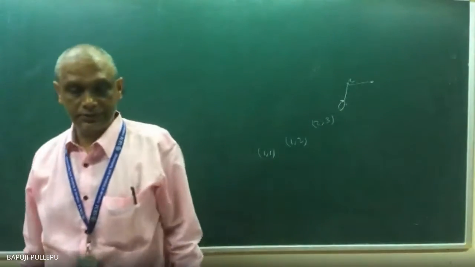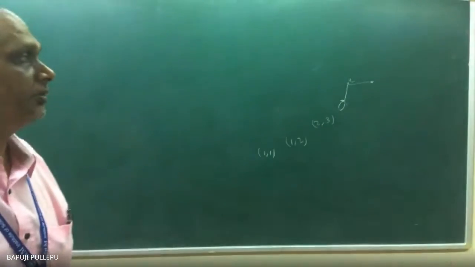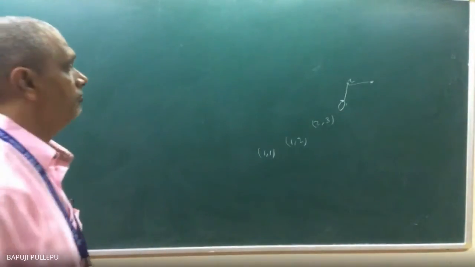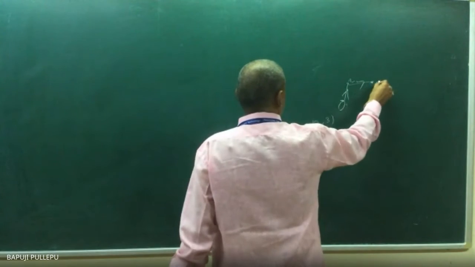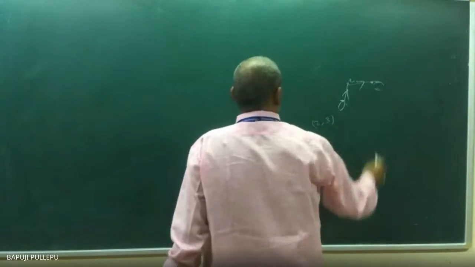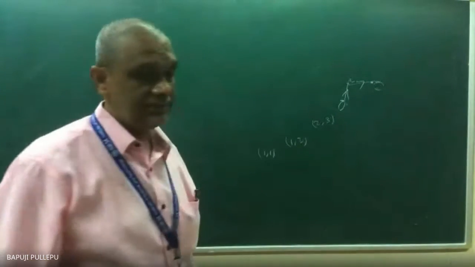So, this is the first one: reflexive means what? One to one means what? One loop you have drawn. One to two means one direction shown, and two to three another direction. This is what a directed graph is. Next we go for the Hasse diagram.